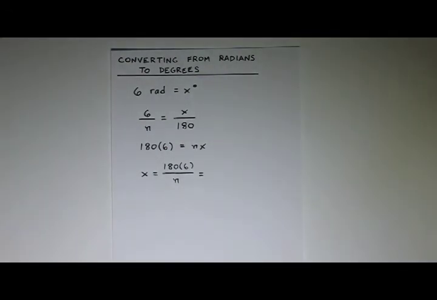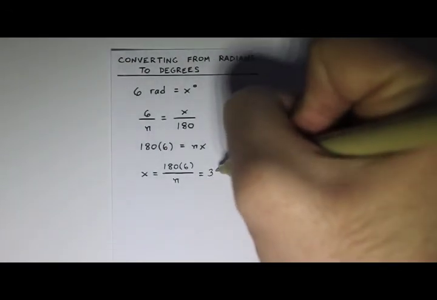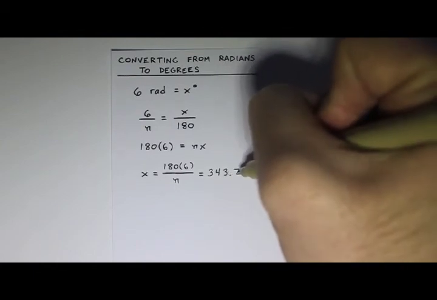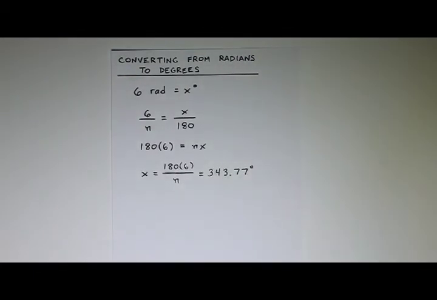And so if you type this into a calculator, you get 343.7, and then I'm going to round it to the hundredths place there, 343.77 degrees. Now notice when we have an answer in radians, it's perfectly acceptable to leave a pi in the answer. But when we have an answer in degrees, we want to make sure we get an actual number.